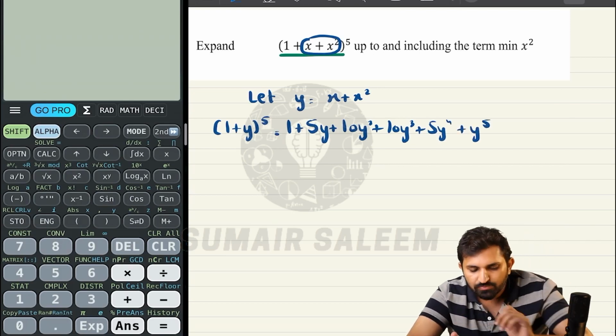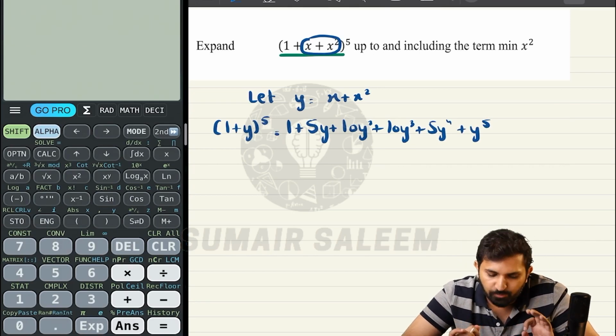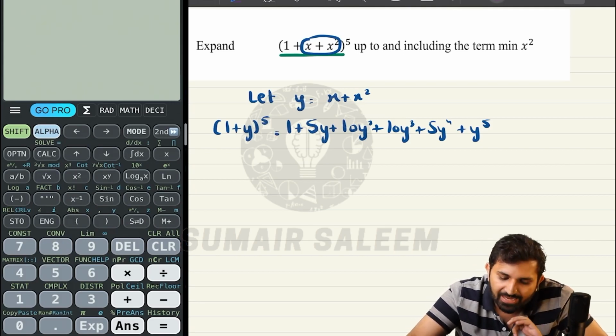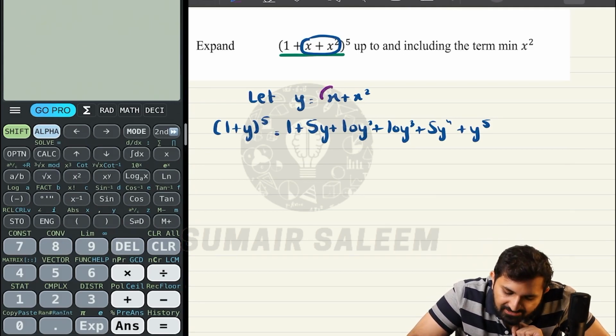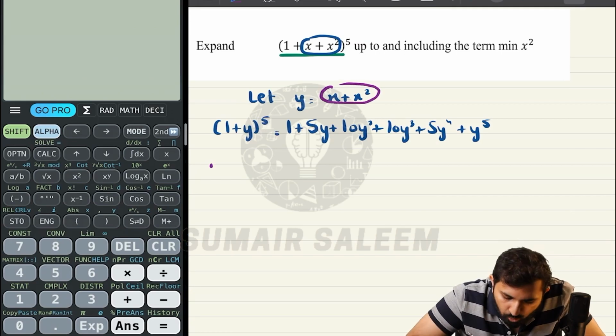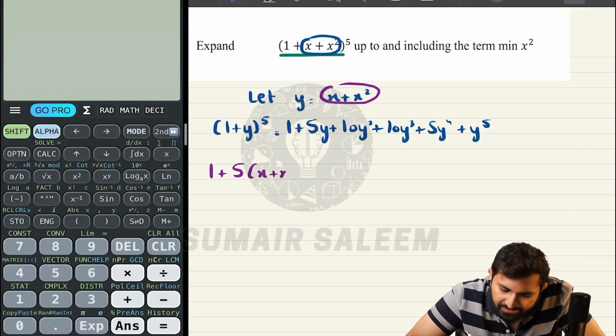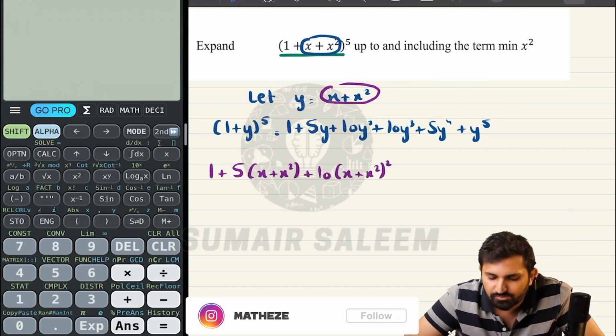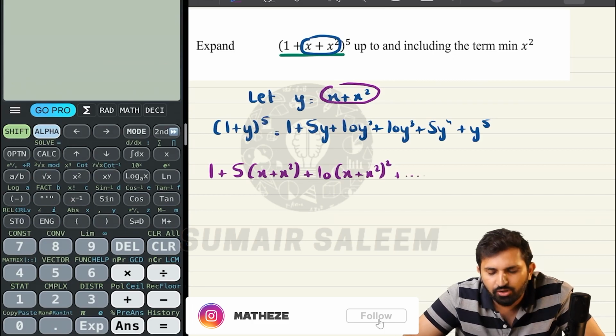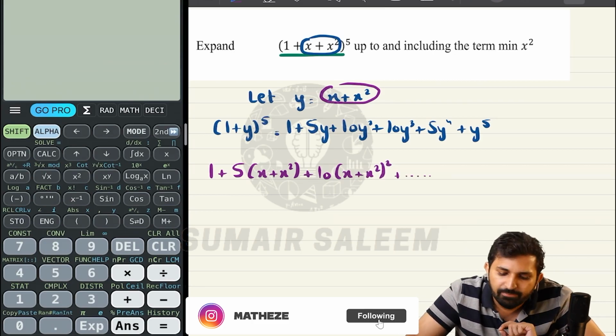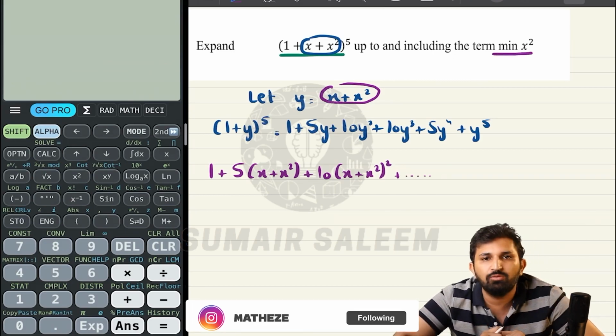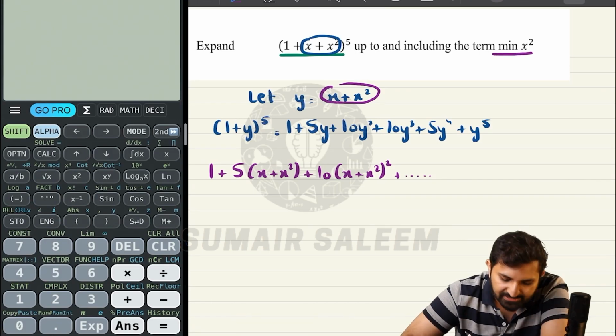Now, once you are done till this point, replace y again with x plus x square. Let's do that. 1 plus 5 times (x plus x square) plus 10 times (x plus x square) power 2 plus dot dot dot. Why aren't we doing it further? Because we need to expand minimum till what? x square.